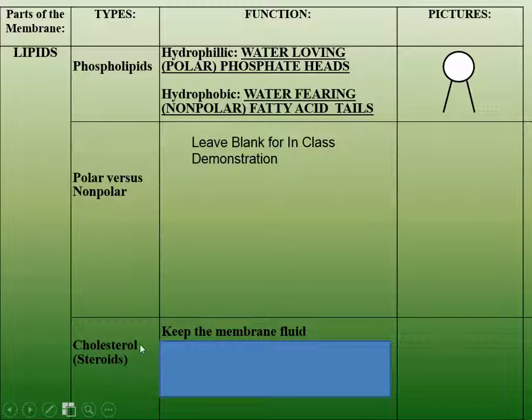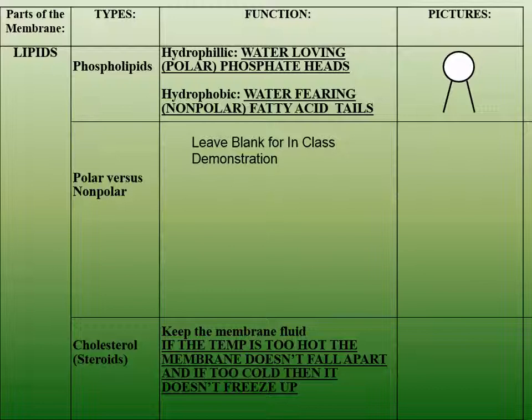Cholesterol is something that, like I said before, keeps the membrane fluid, right? If the temperature is too hot, the membrane doesn't fall apart because it has cholesterol. And if the temperature is too cold, it won't freeze up because it has the cholesterol. That's just a part of the chemical structure of cholesterol that allows it to do that. So it keeps the membrane from ever getting too fluidy if it gets really hot, and it prevents it from freezing up, hopefully, if it ever gets too cold, which is very useful for our cells, obviously.